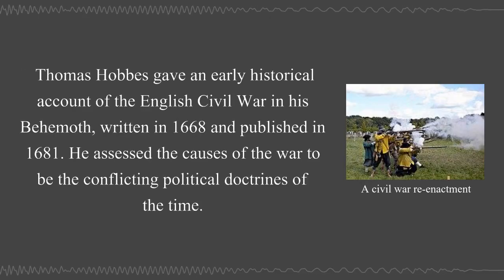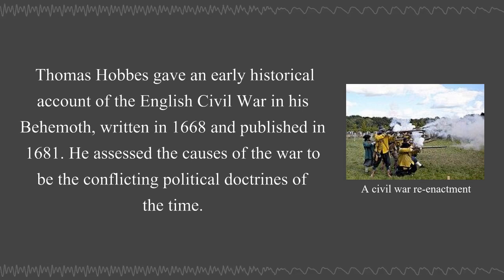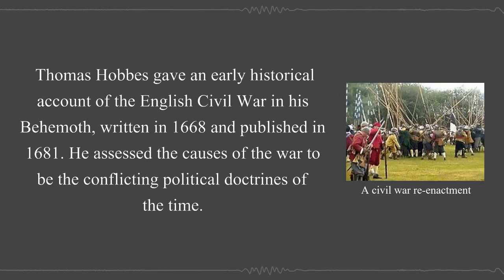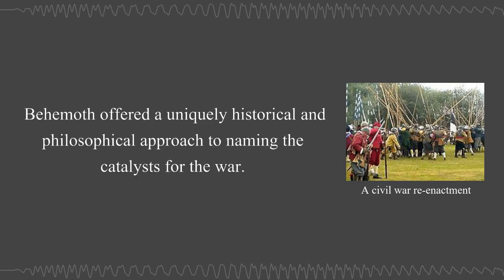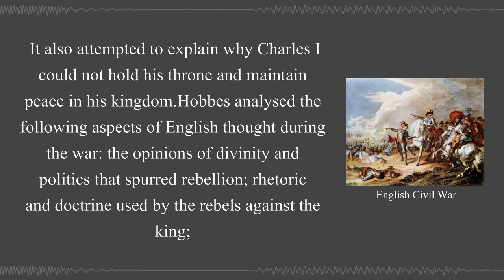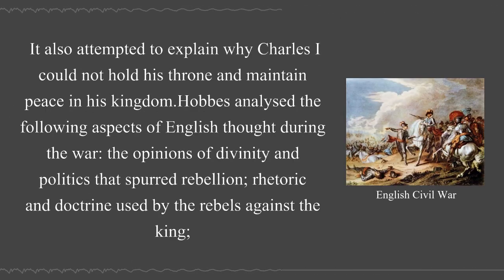Thomas Hobbes gave an early historical account of the English Civil War in his Behemoth, written in 1668 and published in 1681. He assessed the causes of the war to be the conflicting political doctrines of the time. Behemoth offered a uniquely historical and philosophical approach to naming the catalysts for the war. It also attempted to explain why Charles I could not hold his throne and maintain peace in his kingdom.